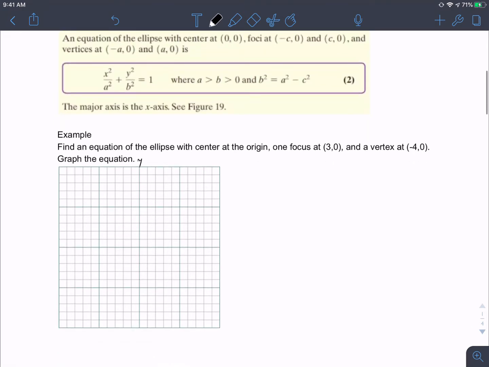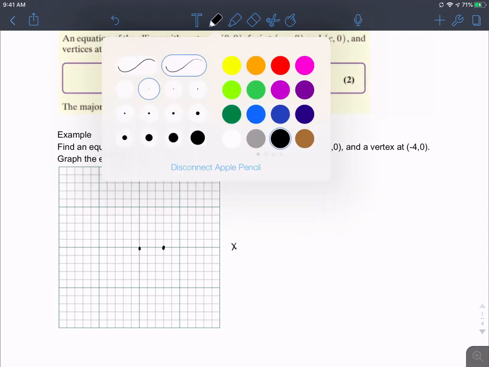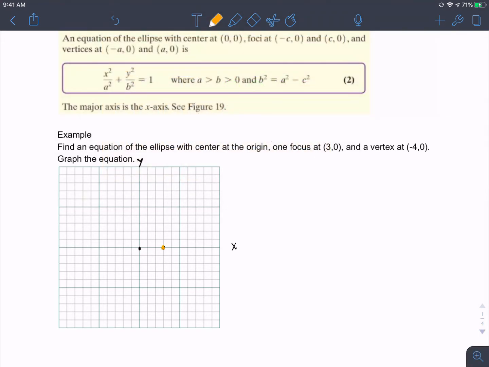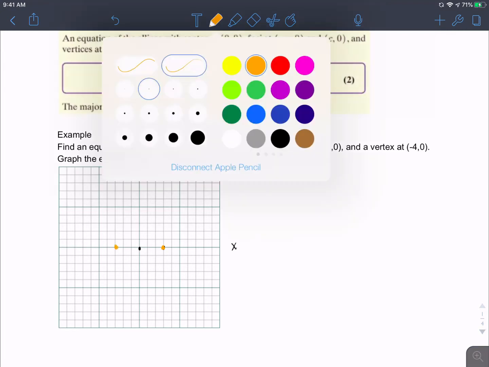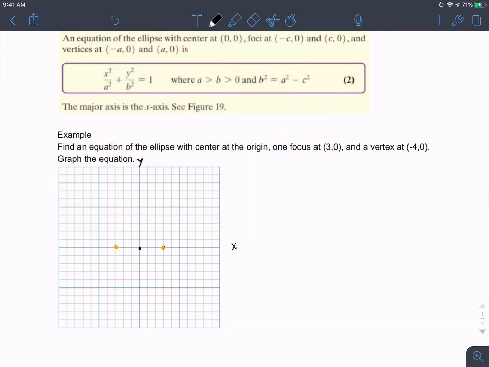So when we look at this problem, I'm going to graph it. It tells me the center's at the origin and the focal point is at 3, 0. So it should also be at negative 3, 0 because we have symmetry. The vertex is at 4, 0, so it should also be at negative 4, 0. This makes the x-axis the major axis.